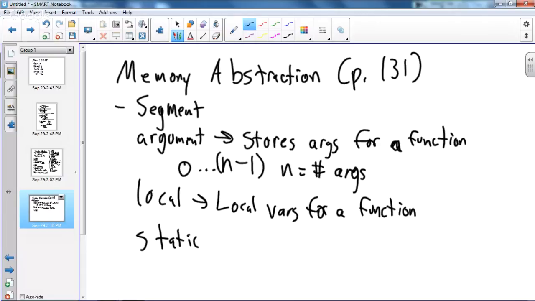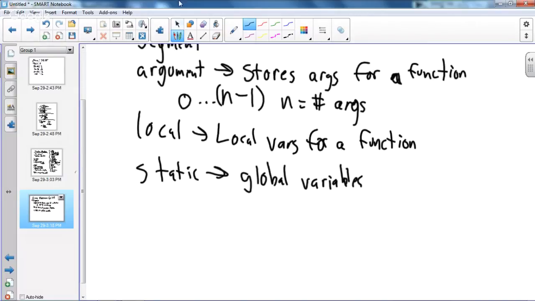Next is a segment called static. In practice, these are going to be global variables in the program. Now, the way that this virtual machine stuff works for what we're doing, there are no true global variables.